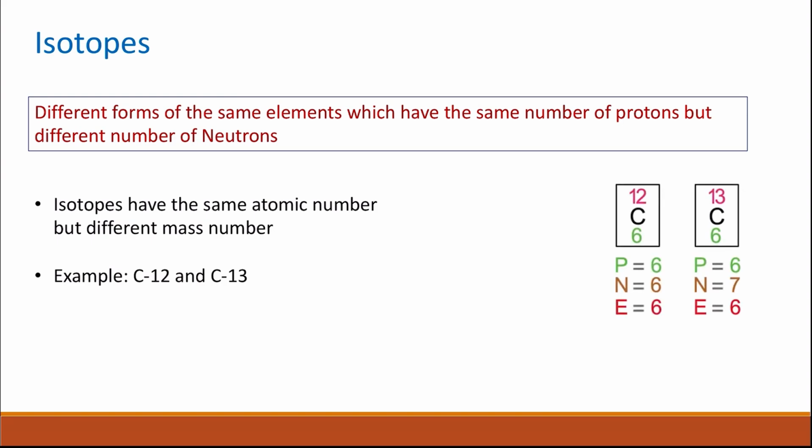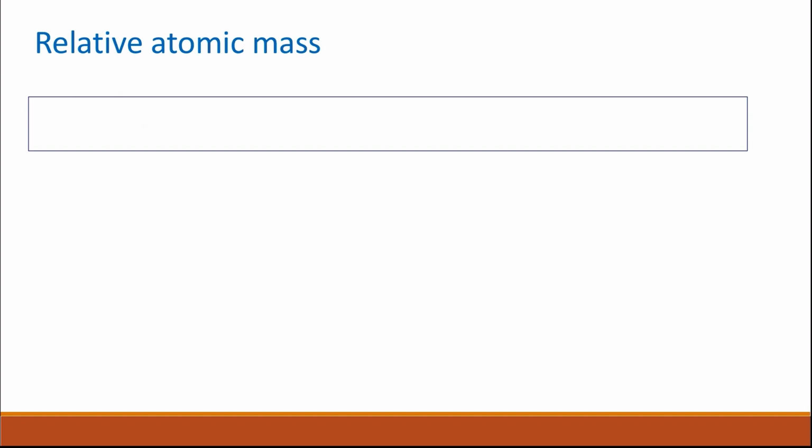Both carbons have the same atomic number, which is 6, because they have the same number of protons, but they have a different number of neutrons, so they have different mass numbers, which is 12 for carbon 12 and 13 for carbon 13. For carbon 12, the number of protons and electrons are both 6, and the number of neutrons is 6. For carbon 13, the number of protons and electrons is still 6 because it's the same atom, which is carbon, but the number of neutrons here has changed and it's 7.